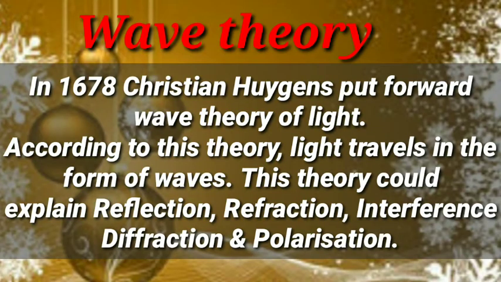The second one is wave theory. In 1678, Christian Huygens put forward the wave theory of light. According to this theory, light travels in the form of waves. This theory could explain reflection, refraction, interference, diffraction and polarization.